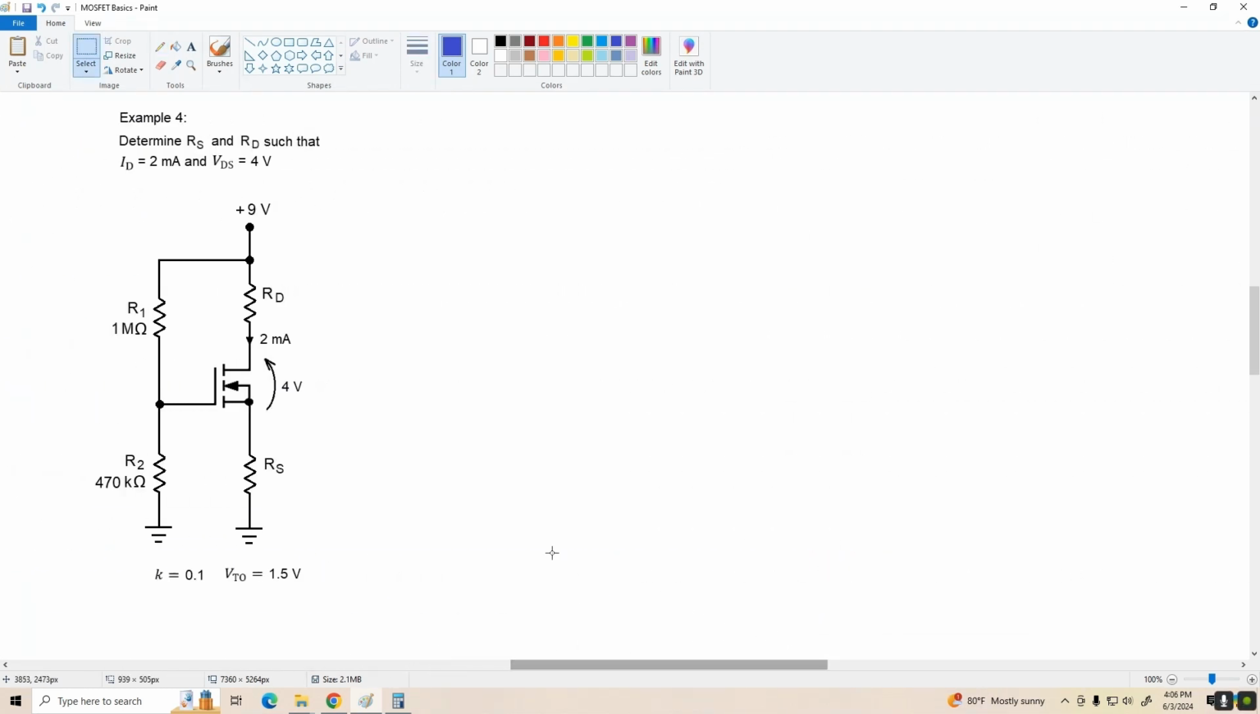All right, here's our circuit. This time it's a design example. We're going to use a 9-volt battery to power the circuit, and we need to choose the source resistor and drain resistor to give us ID of 2 milliamps with a VDS of about 4 volts.